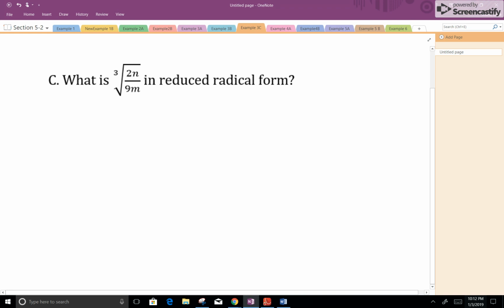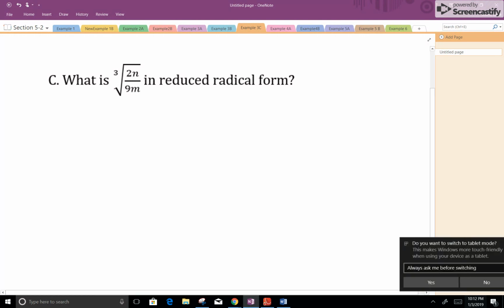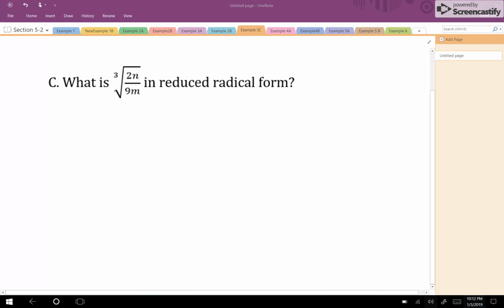Okay, we are in example 3C now, which is going to be exciting. So the first thing I'm going to do is to rewrite this as the cube root of 2n over the cube root of 9n. Now, when you have cube roots, it gets a little bit more exciting, right?